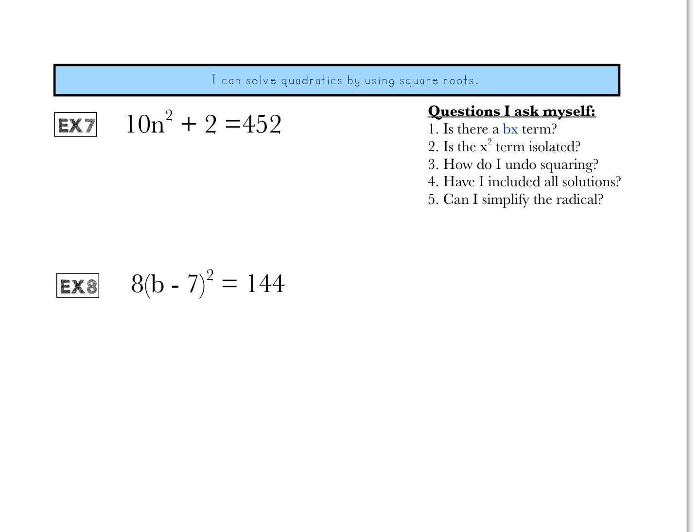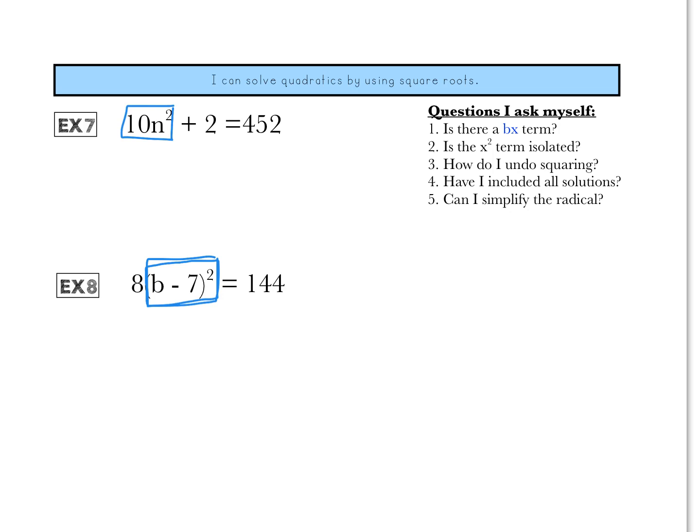So let's look at example 8. It looks a little bit different, but we're going to go through that same process. And I want to point out that in this case, this right here is my quadratic term. That is the value that's being squared. So whatever value is being squared, that's my quadratic term. So we're going to use that definition of this being the quadratic term.